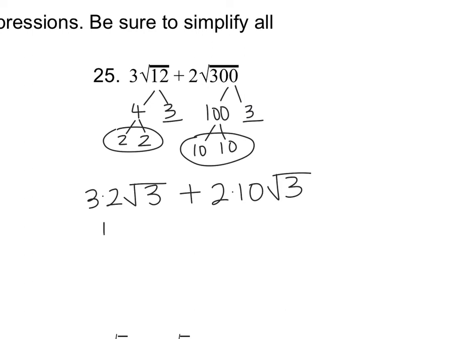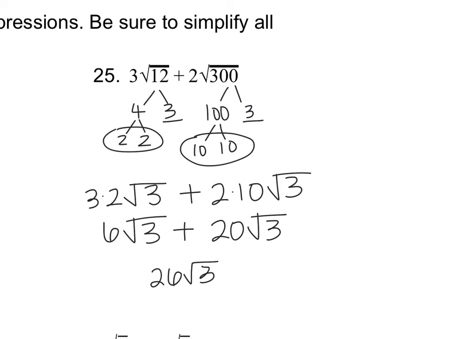So 3 times 2 is going to give me 6 square root 3, plus 2 times 10 is going to give me 20 square root 3. So when I add my now like radicals, 6 square root 3 plus 20 square root 3, I'm going to end up with 26 square root 3.